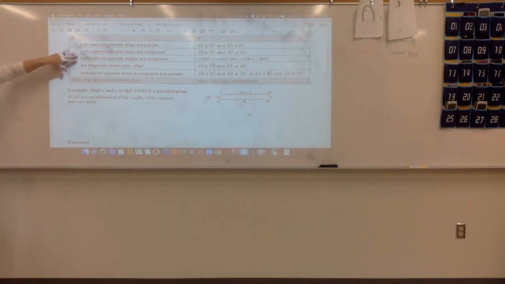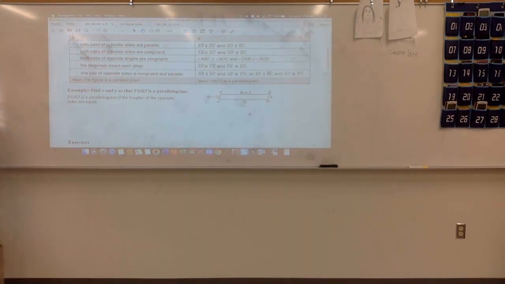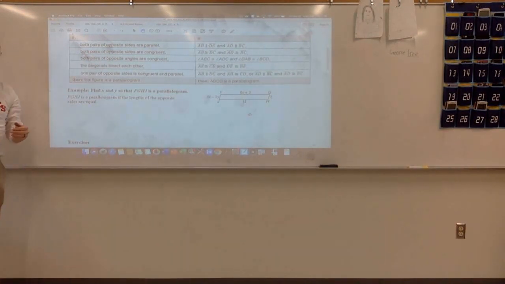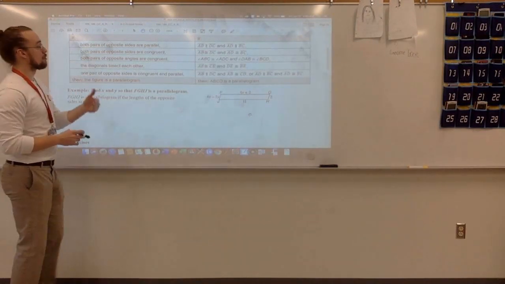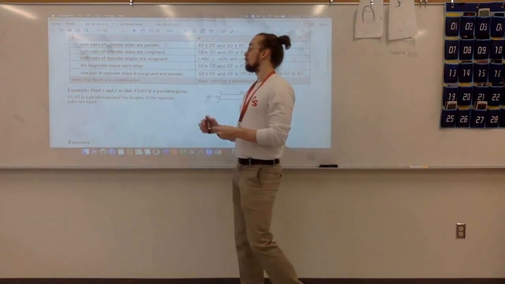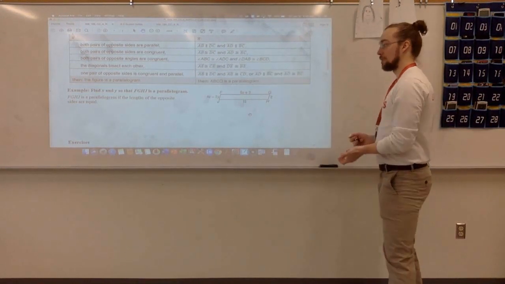So we've already talked about these properties. If both pairs of opposite sides are parallel, then it's a parallelogram. If both pairs of opposite sides are congruent, then it's a parallelogram. If both pairs of opposite angles are congruent, it's a parallelogram. If the diagonals cut each other in half, bisect each other, then it's a parallelogram.